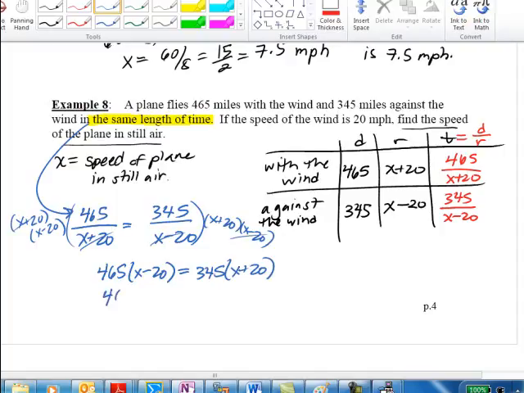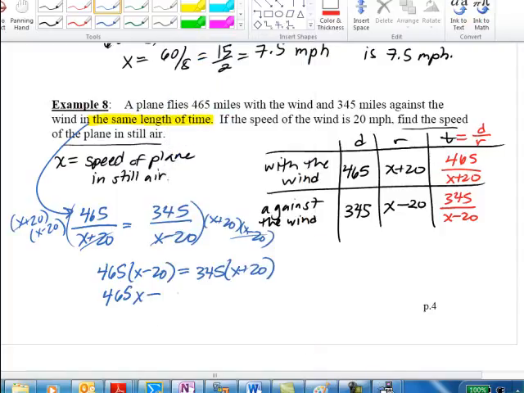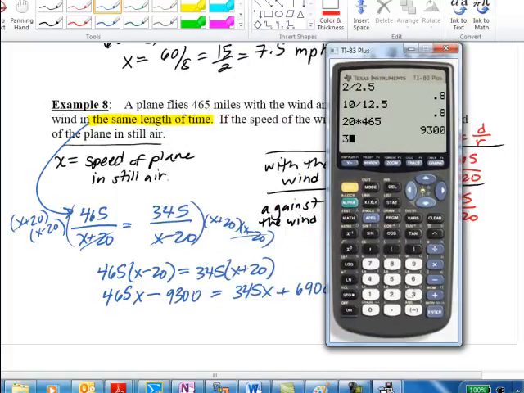And I'll need a calculator here. 20 times 465 is 9,300. So 465x minus 9,300 equals 345x, and then 20 times 345, that should be 6,900. I'm going to double check that. I'm not trusting my math in my head today. Yep, that looks good. Okay, and then we want to subtract 345x from both sides.